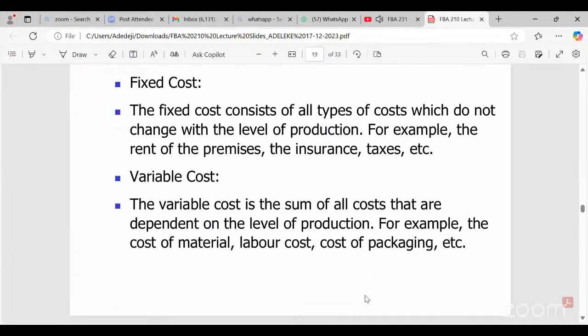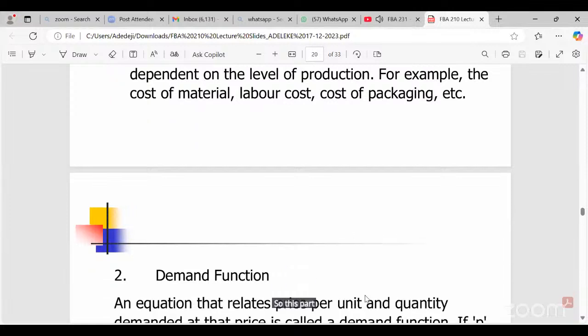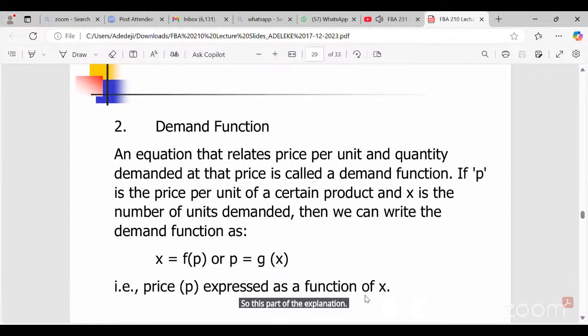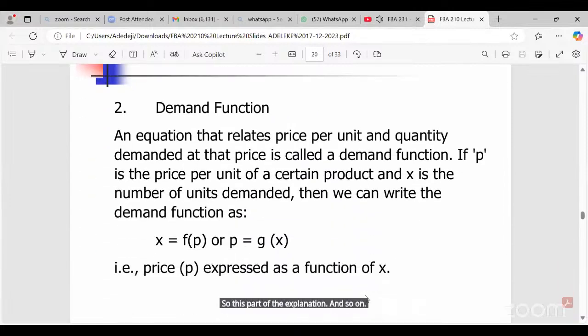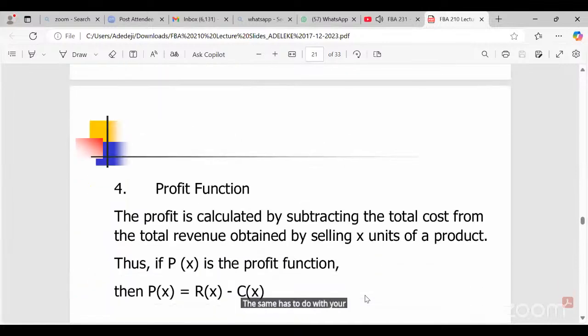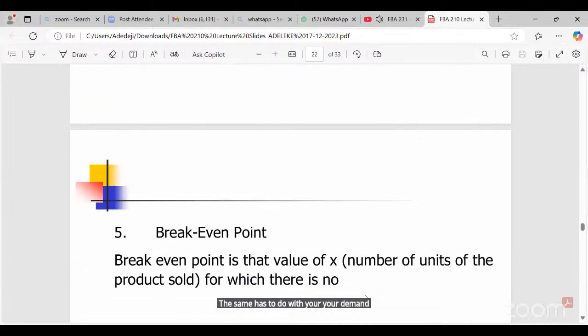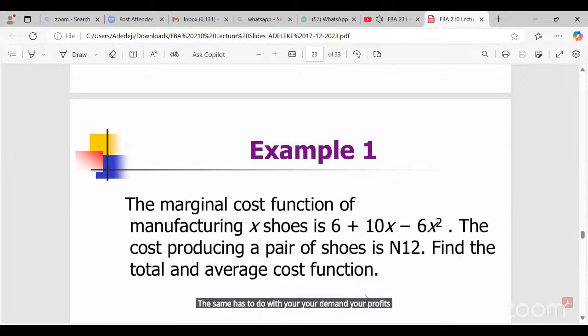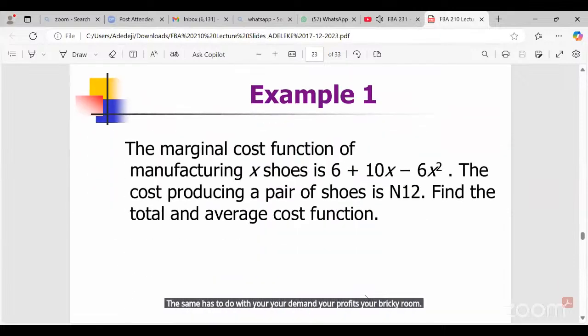So these are part of the explanation and so on. The same has to do with your demand, your profit, your break-even point. So all those are just preliminary relationships that you need to understand between some of the variables.